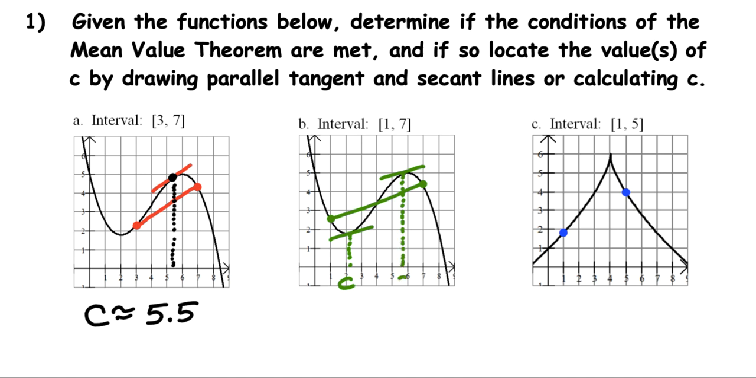Again, there's no way in this problem to tell exactly what they are, so I'm just going to make a guesstimate. C looks to be about 2.2 or so. And again, there's a second value right around, say, 5.7, I'll call it 5.8.